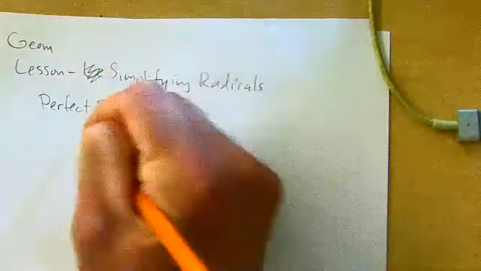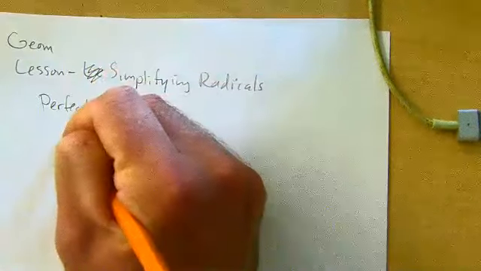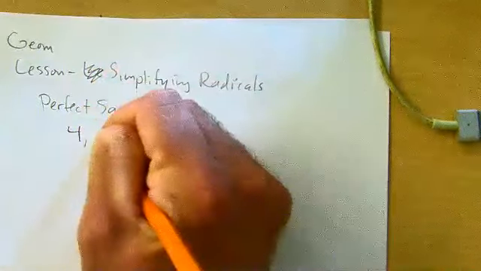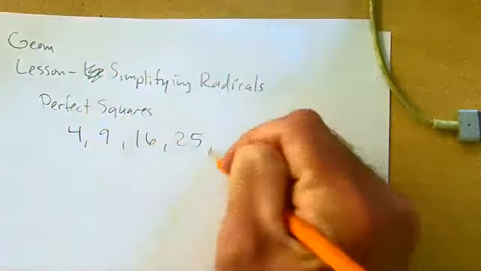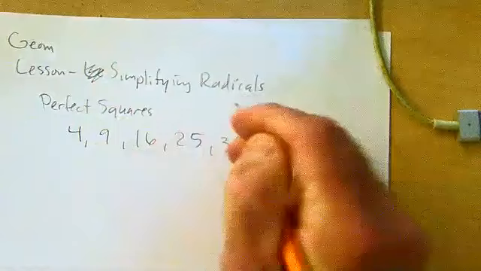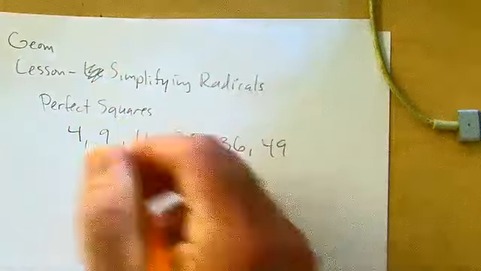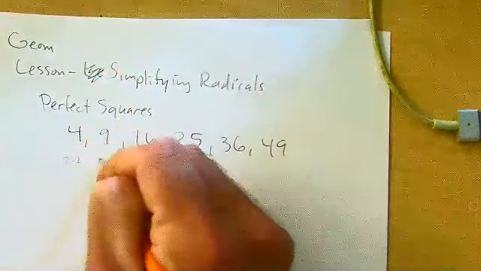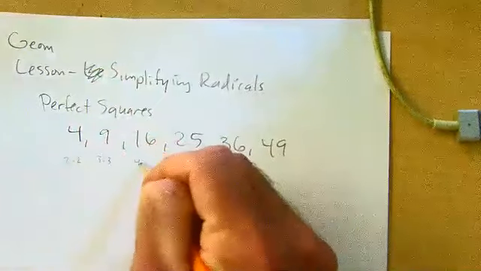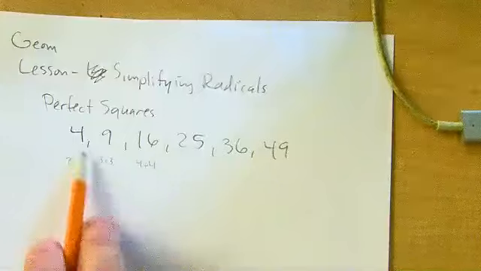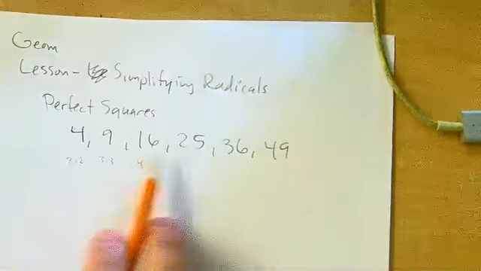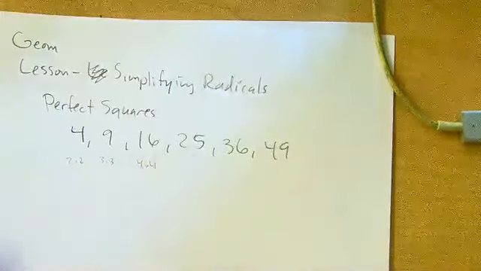What numbers are perfect squares? For example, 4, 9, 16, 25, 36, 49. How am I getting these? Well, 2 times 2, 3 times 3, 4 times 4. Perfect squares means you square a number: 2 squared, 3 squared, 4 squared, 5 squared. Those are called perfect squares.